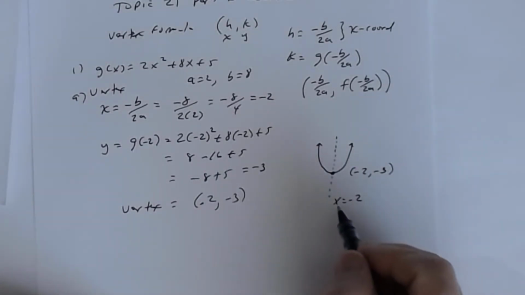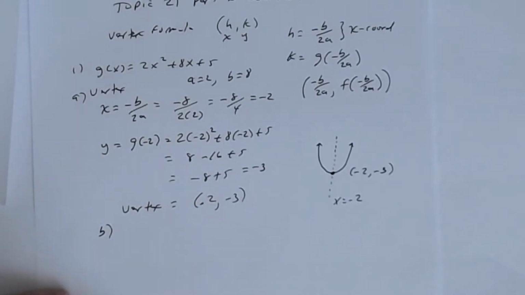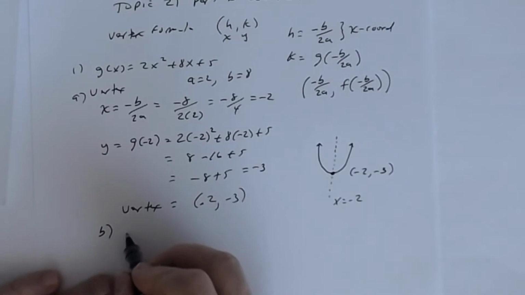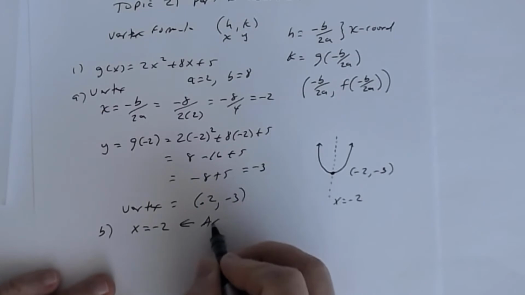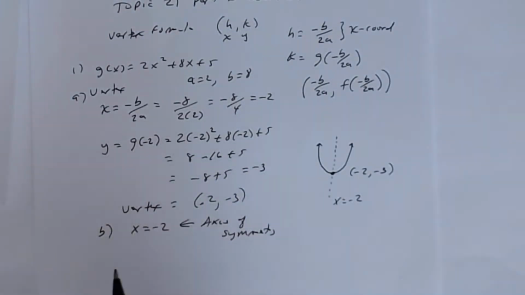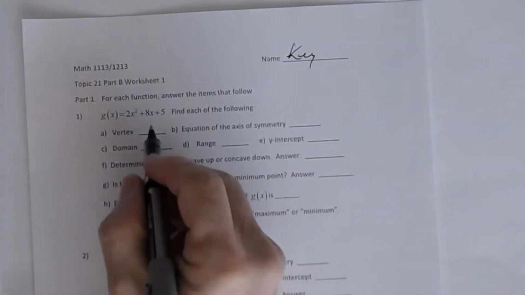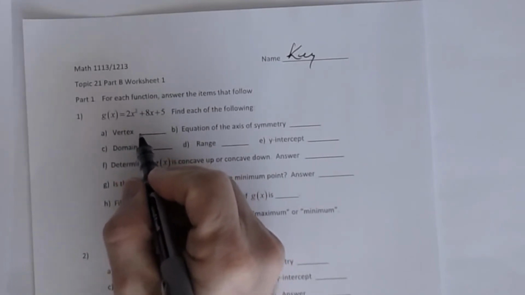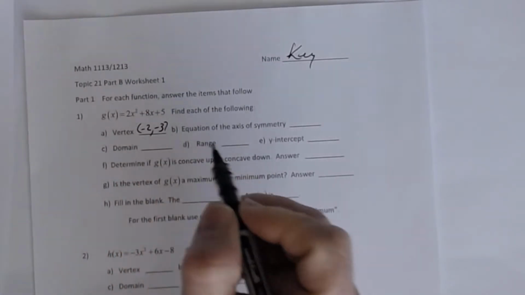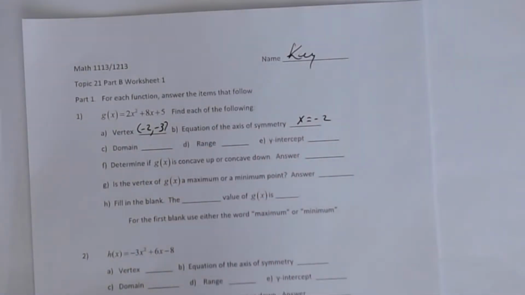And you must say x equals. Don't just say -2. So in part B, you're going to say x equals -2 is the axis of symmetry. Okay? So it's very important that you say x equals. So far we know that the vertex is (-2, -3). Make sure you put it in parentheses. The axis of symmetry is x equals -2. You must say x equals. Okay? All right. Now let's look at C.